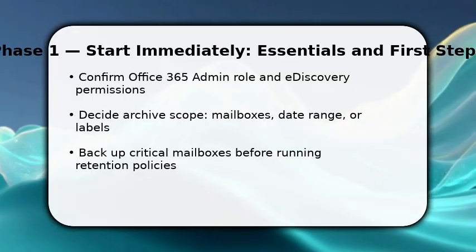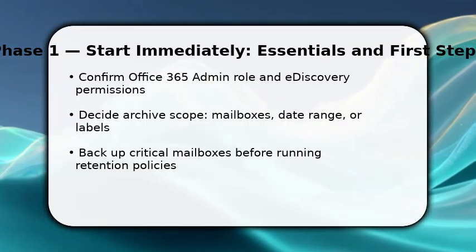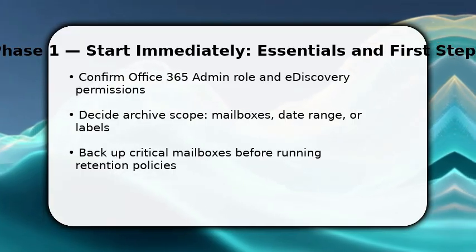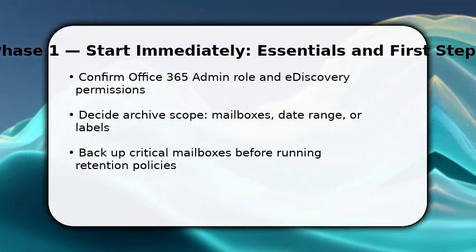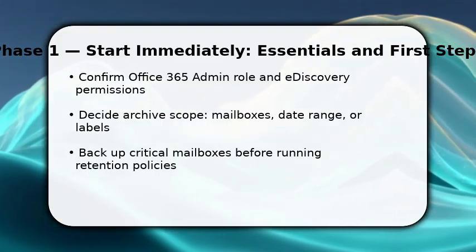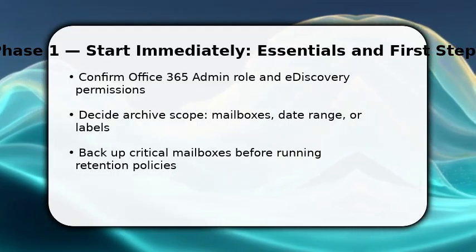Enjoy the video. You begin by ensuring you have admin access and e-discovery permissions. This unlocks archive controls. Next, pick the scope: specific mailboxes, a date range, or labels that match retention needs. Once decided, export a quick backup of any critical mailboxes to PST, because rolling back is hard.